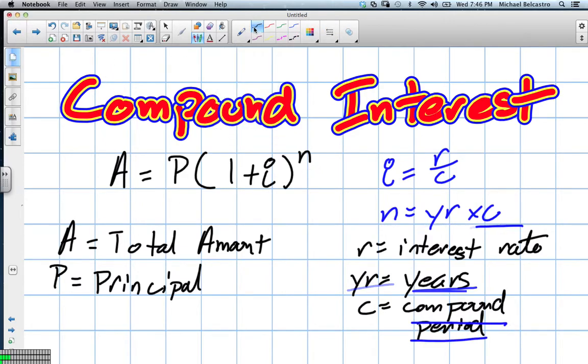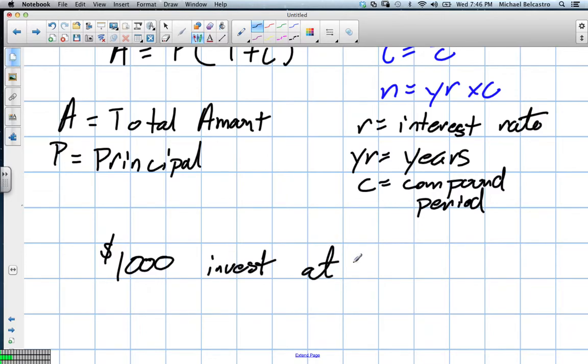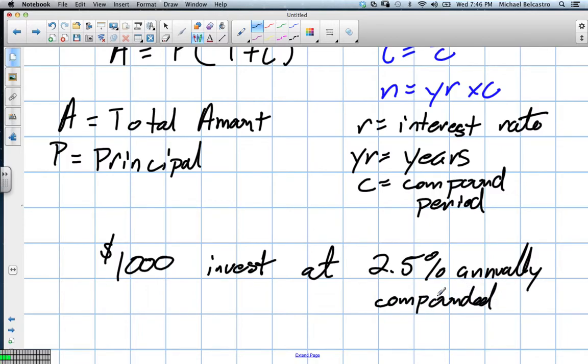So let's just do a really straightforward question. Let's say we have $1,000 and we can invest it at 2.5% annually. All interest rates are pretty much annual, but the compound periods are what's important. Compounded, I'm going to say weekly, which is very rare. Would that be 7? No, it won't be 7. 1? Everything's got to be in terms of a year.